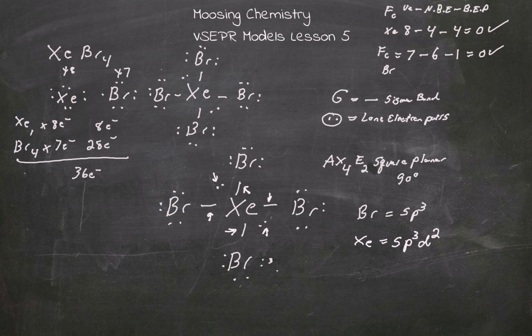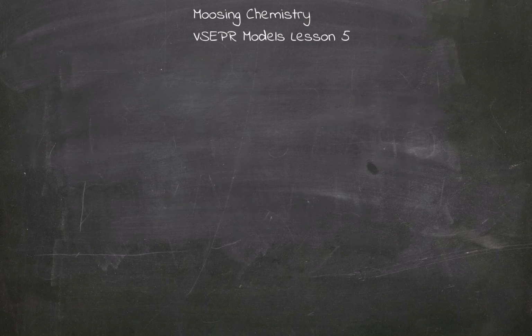Let's look at another model. So let me go ahead and erase all our drawings here. And let's look at CS2. Now, CS2 is carbon disulfide. So carbon has 4 valence electrons because it's in group 14. Sulfur is in group 16 and has 6 valence electrons. So let's figure out our total number of valence electrons.